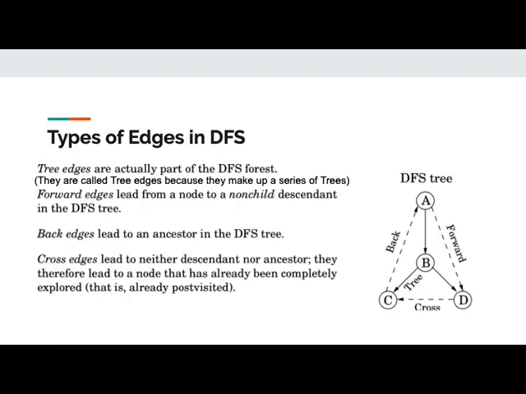You also need to know the different types of edges in the DFS tree. All the edges in the tree are called tree edges. A back edge leads from a node to an ancestor in the DFS tree. So back edges are what create a cycle in the graph. A forward edge leads from a node to a non-child descendant, not an immediate child. And cross edges are everything else, basically. Any questions?